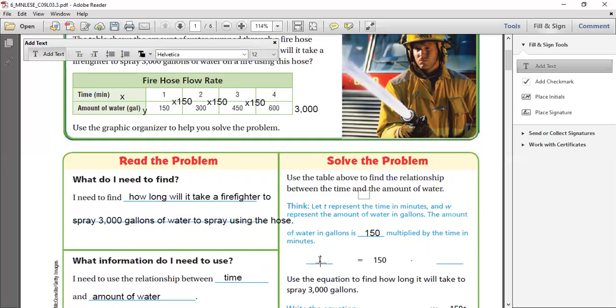So what is going to be W here? W is the dependent variable, the total amount of water. 150 multiplied, you can see a small dot here, which means it's multiplied by T. That is the time. So 150 multiplied by T will give you W. So that's what they told. Time, that's T, multiplied by 150 will give us W.